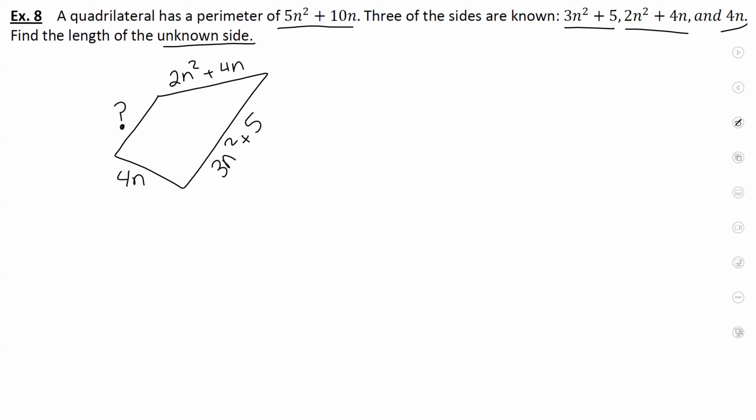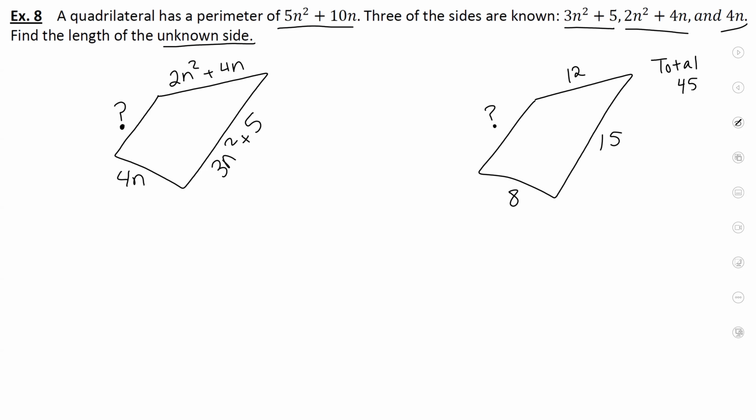Now, let me give you an elementary example. I'm going to take the same concept, but make it a little easier. Let's say this is 15, this is 12, this is 8. I want to know what the missing side is, but the key thing is I'm telling you what the total is. The total is, let's say, 45. What would you do in this example?